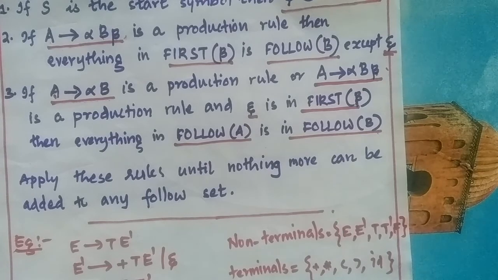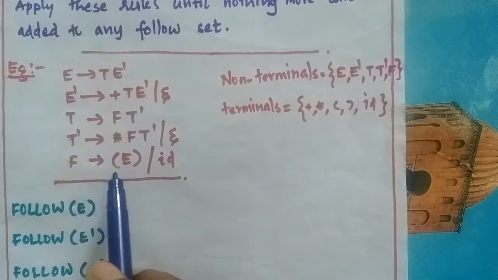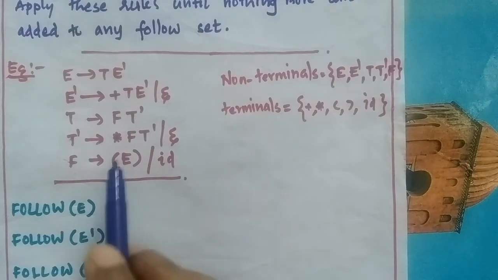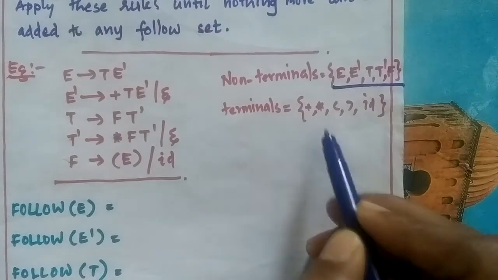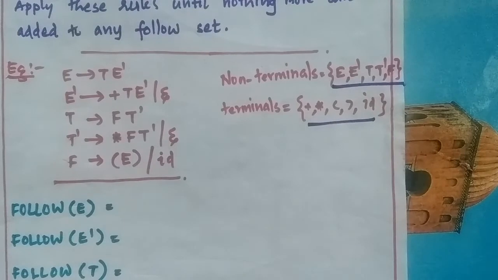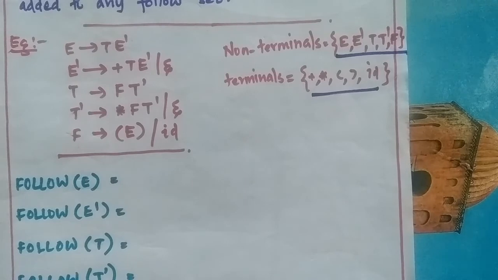Okay, so let us see one concrete example. We have seen this grammar. We know that it's the famous arithmetic expression grammar after removing left recursion, and the grammar is left factored. So these are the non-terminals, and these are the terminal symbols, and we have to compute follow of only the non-terminal symbols. We can't compute follow on any string. We can compute follow on a non-terminal symbol.